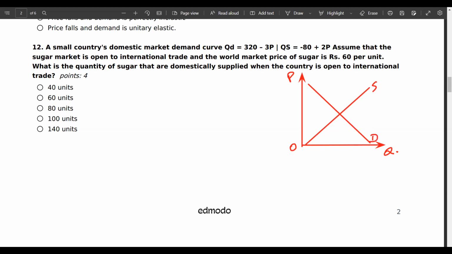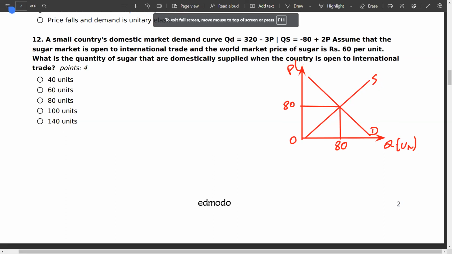And we have the equilibrium at what price? 80 rupee price and 80 units quantity. 80 rupees, 80 units. So quantity is in units and price is in rupees, right? Price is in rupees. Fine.